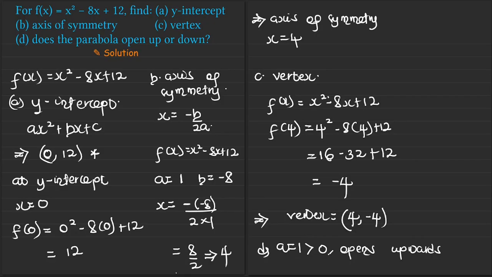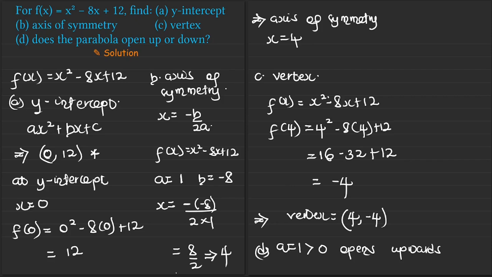So with that, we can conclude by saying, therefore, a is equal to 1. And since a is equal to 1, it is greater than 0, and hence it opens upward. Very simple, isn't it? Okay.